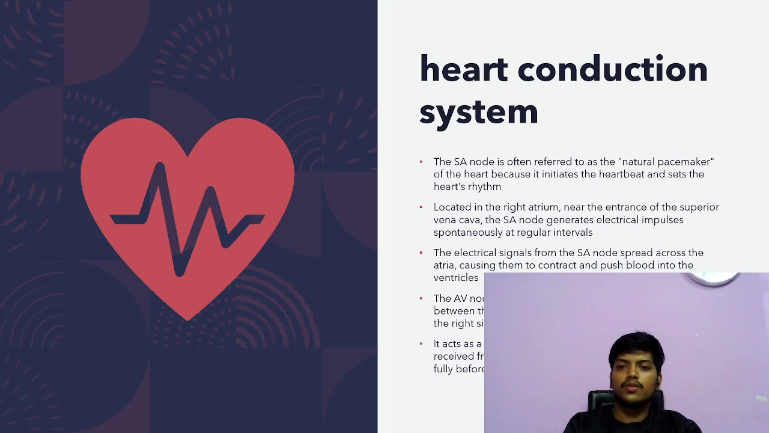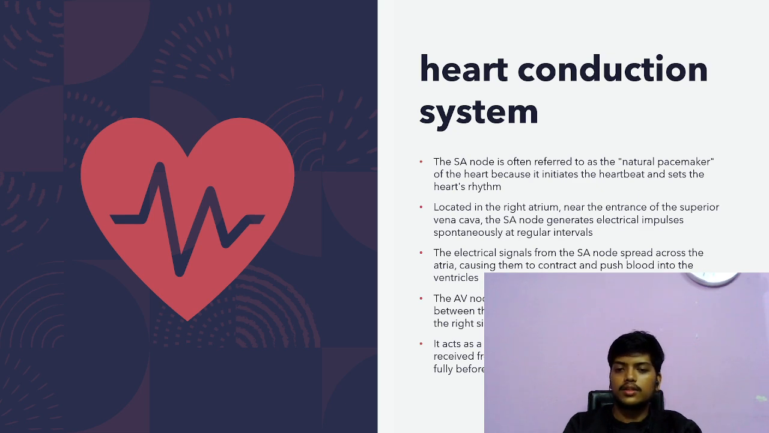The SA node is often referred to as the natural pacemaker of the heart because it initiates the heartbeat and sets the heart's rhythm. Near the entrance of the superior vena cava, the SA node generates electrical impulses spontaneously at regular intervals. The impulse spreads across the atria, causing them to contract and push blood into the ventricles.